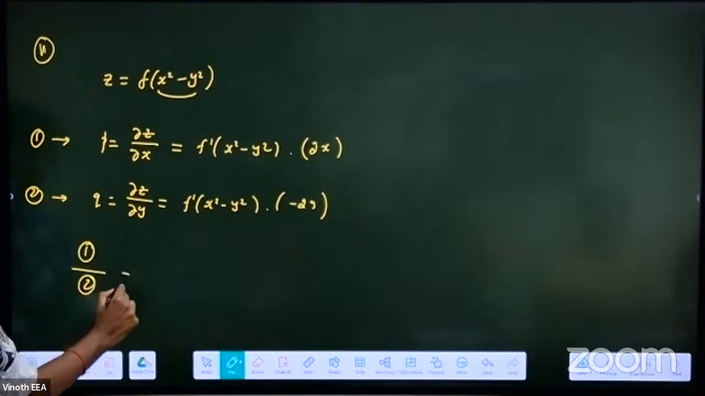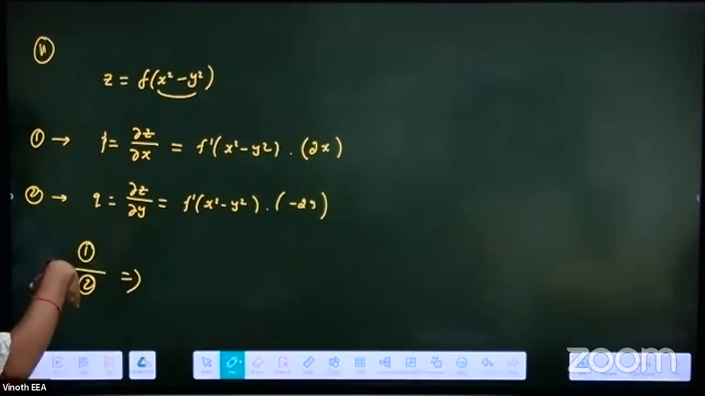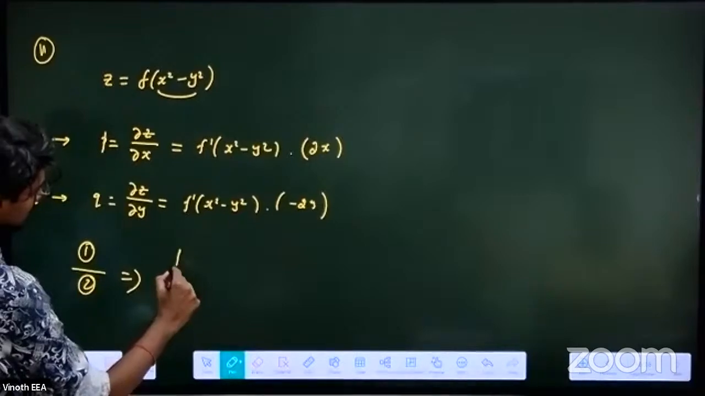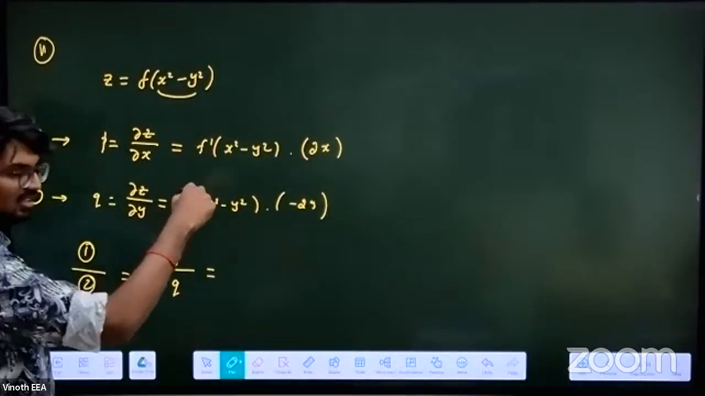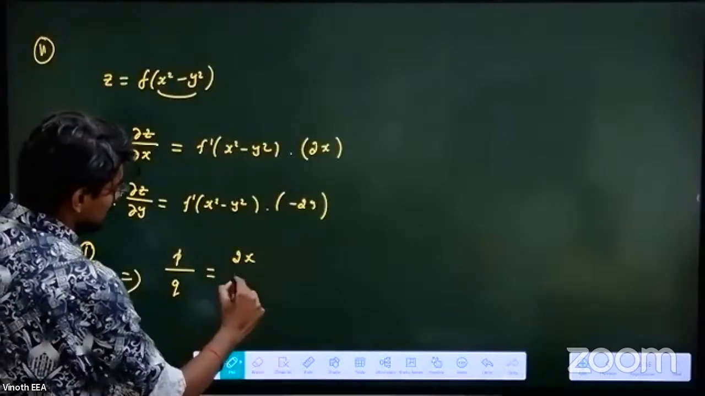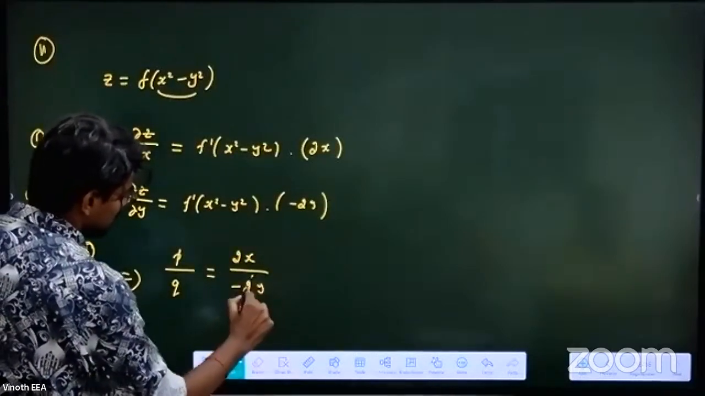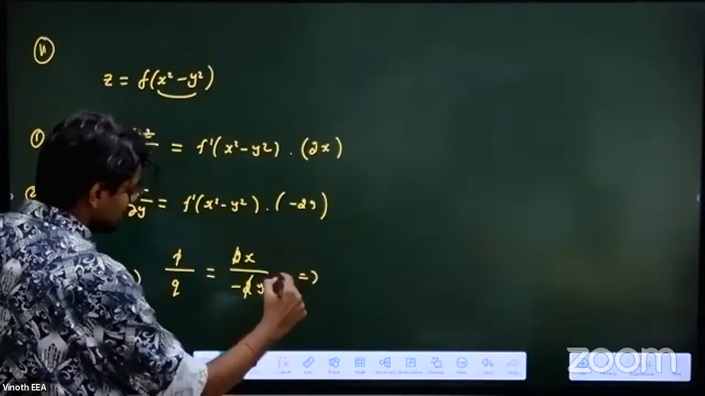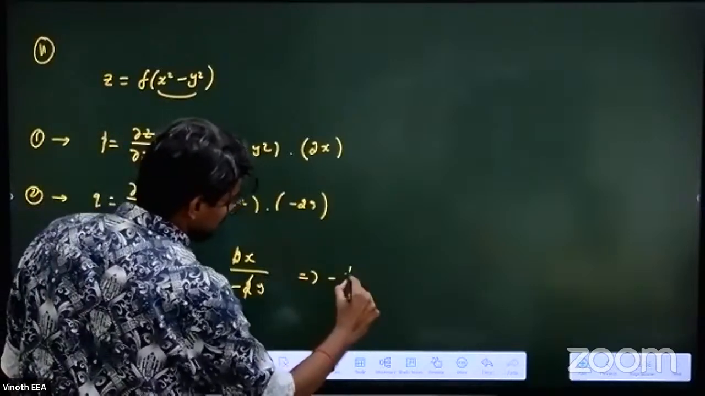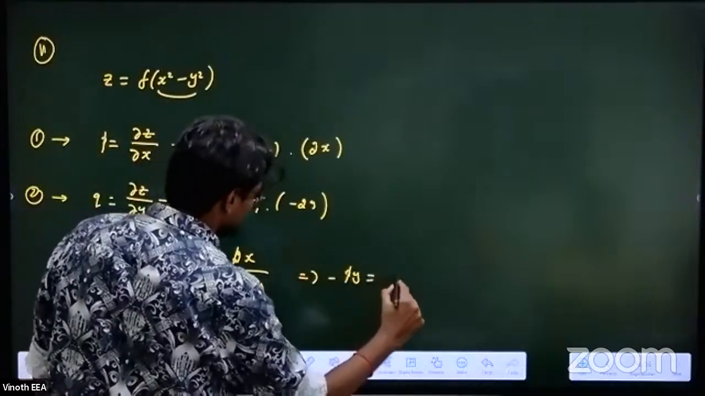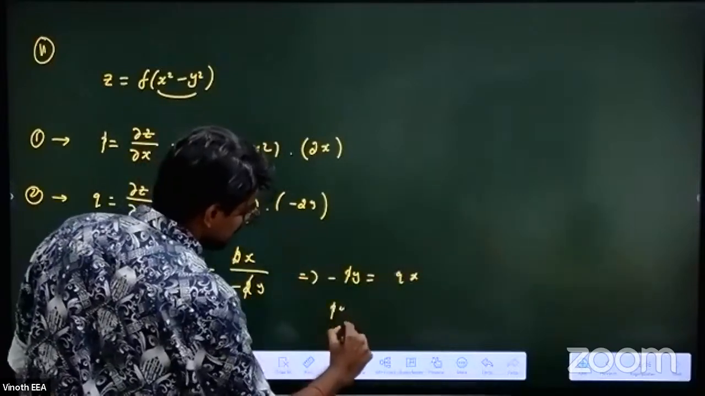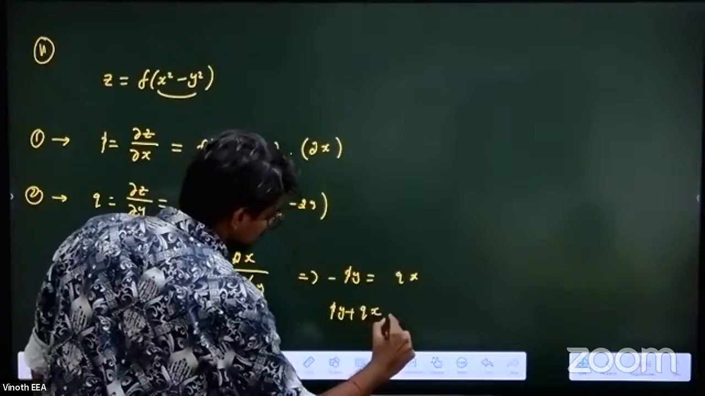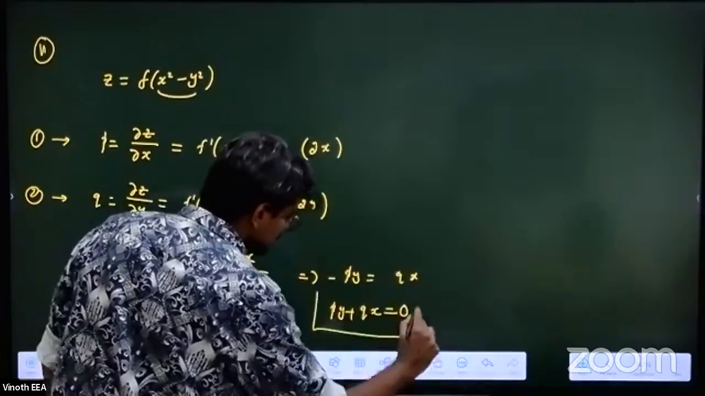Just 1 by 2 or 2 by 1, whatever. Okay, so I will divide 1 by 2. So left hand side is p by q. Right hand side function gets cancelled. Balance is 2x by minus 2y. Anyways, this 2 is also going to get cancelled. That is going to be minus py, which is equal to qx. So bring this py that side. So py plus qx equal to 0.